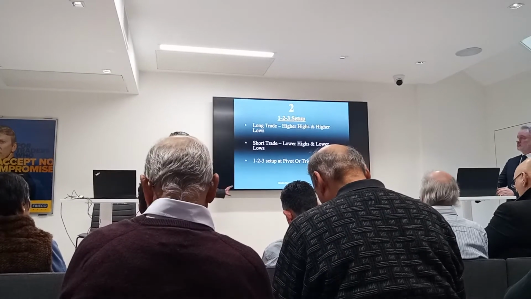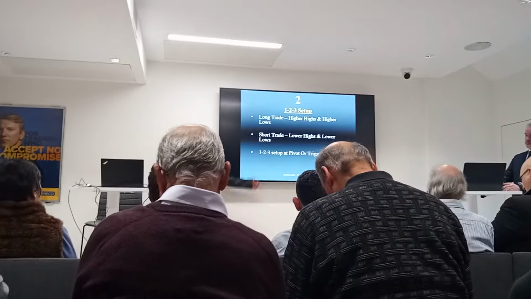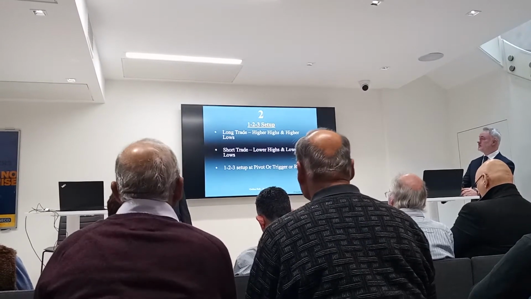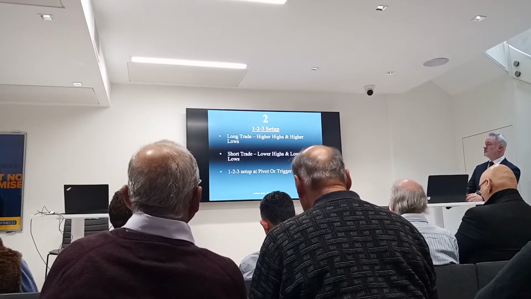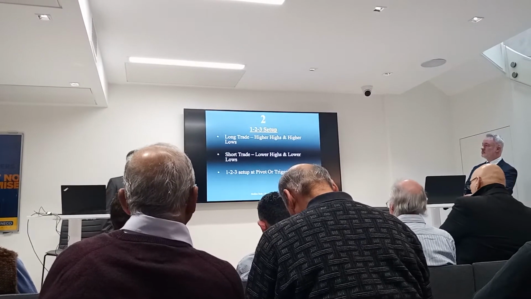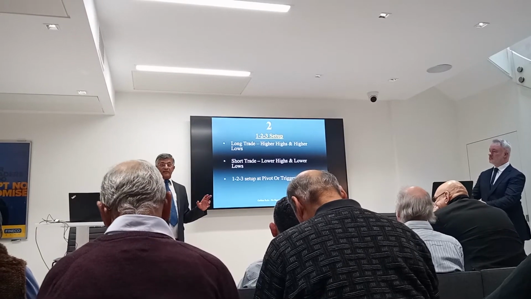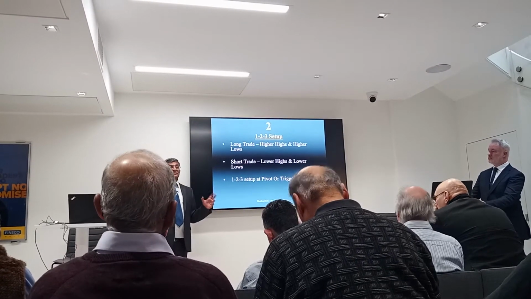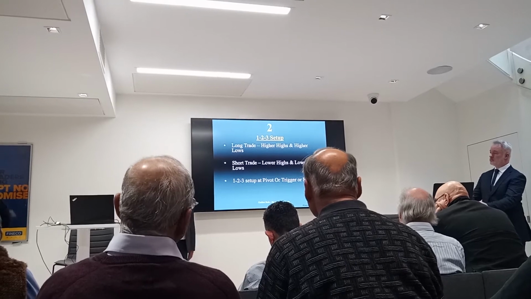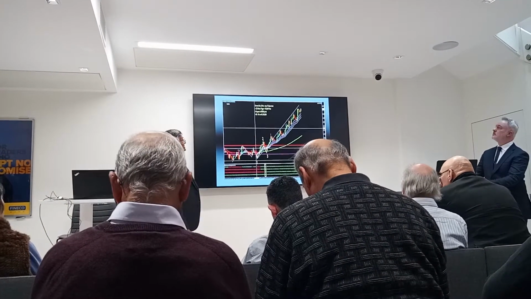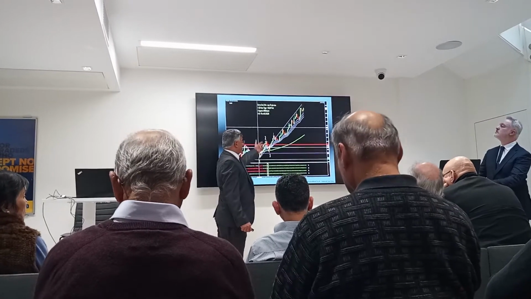The 1, 2, 3 setup is powerful when it is at a pivot, trigger, or a ribbon. So those colored lines which you saw, whenever I get a 1, 2, 3 setup there, often that is a very good low risk, high probability trade. Okay, this is a good example of a 1, 2, 3 setup.